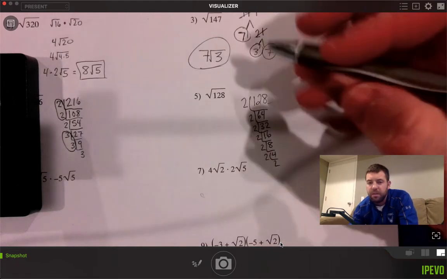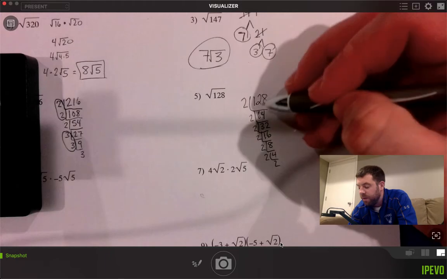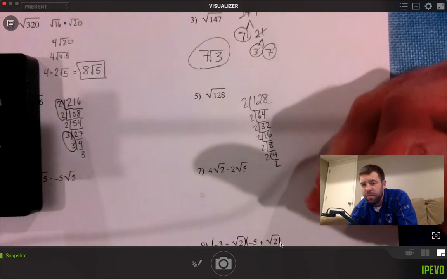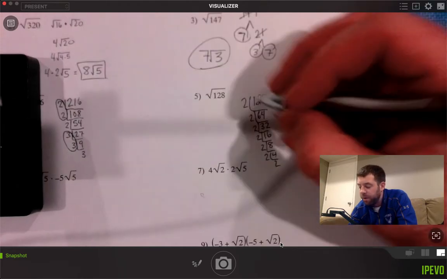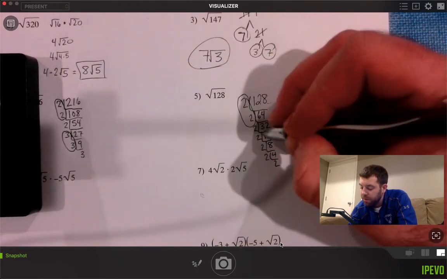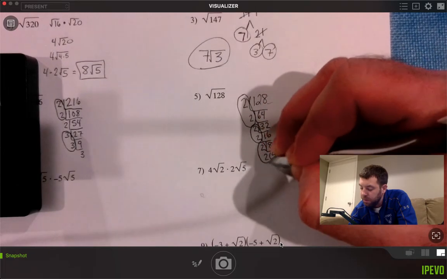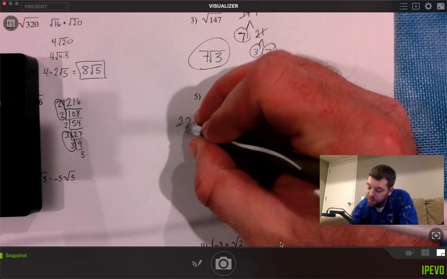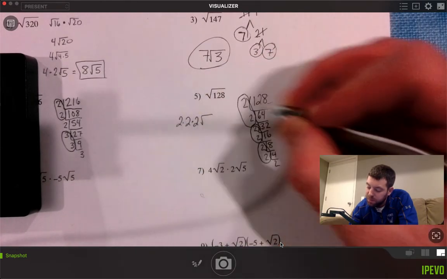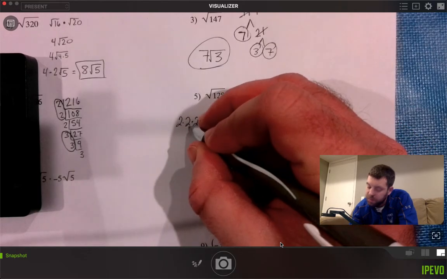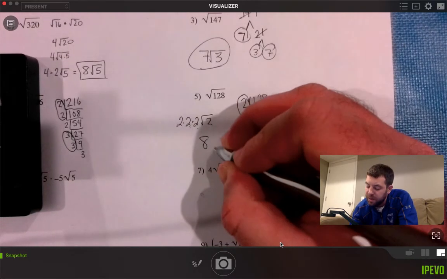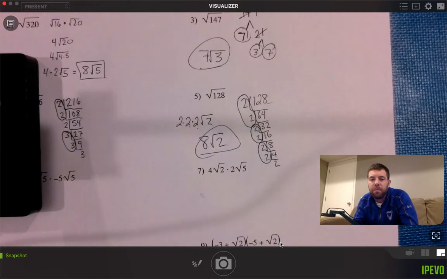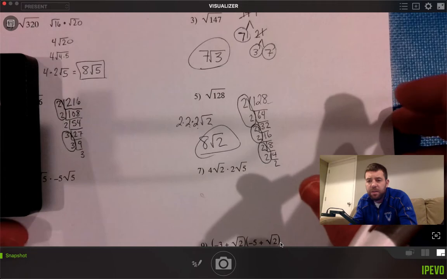So does everybody kind of see what I'm doing? Your prime numbers kind of line up on the left, and you just keep doing what you're doing. We got lucky. These were all even numbers, so I just kept going all the way down. So I got a pair of 2s, pair of 2s, pair of 2s. So what you have is 2 times 2 times 2, radical 2. 2 times 2 is 4, times 2 is 8. 8 radical 2 is my answer. Okay, so that's simplifying radicals in a whole.